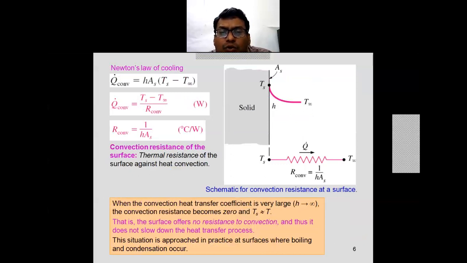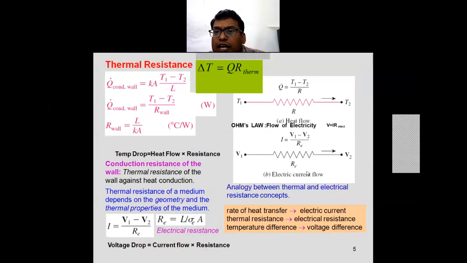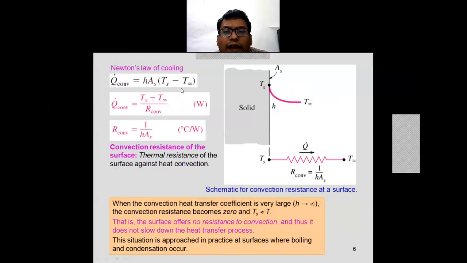Now, in addition to conduction, this is what the conduction resistances we have considered from Fourier's law: Q is equal to kA into T1 minus T2 upon L, which is our conduction equation. Now coming to the convection equation, that is Newton's law of cooling, which gives Q equal to hA into the temperature difference, Ts minus T infinity, where Ts is the solid temperature and T infinity is the surrounding temperature. Consider a wall, and beside that wall there is air. Ts is the wall temperature, and its surrounding uniform temperature is T infinity.